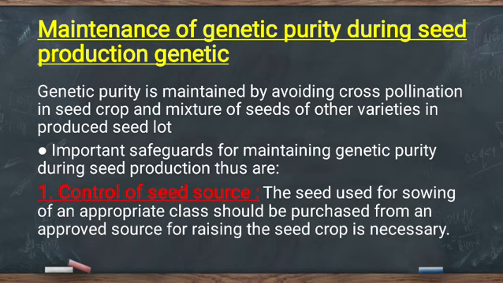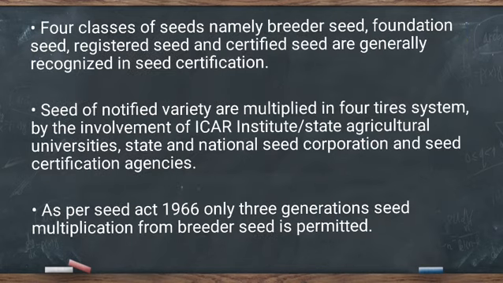Important safeguards for maintaining genetic purity during seed production are these. Control the seed source. The seed used for sowing of an appropriate class should be purchased from an approved source for raising the seed crop. Four classes of seed, namely breeder seed, foundation seed, registered seed, and certified seed, are generally recognized in seed certification.